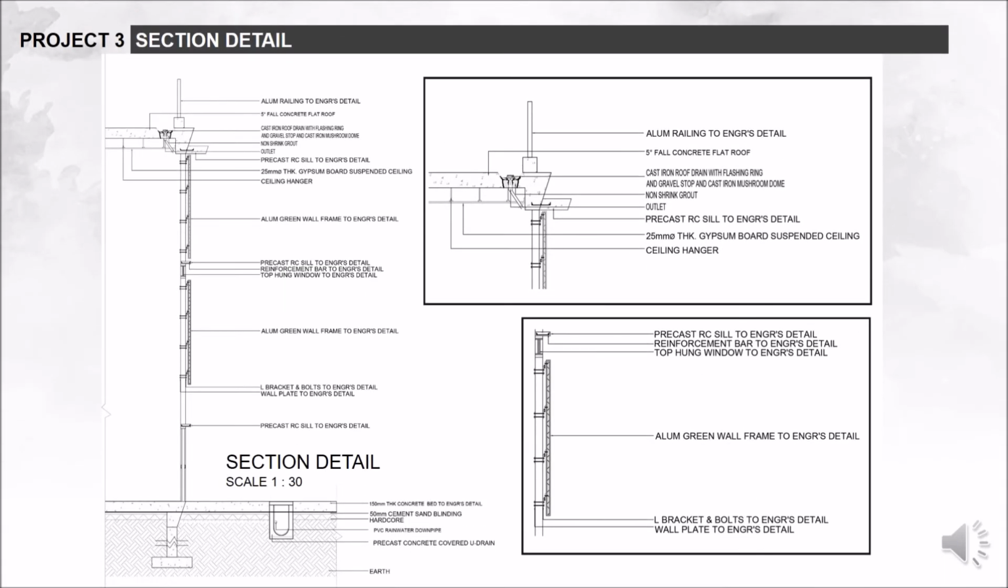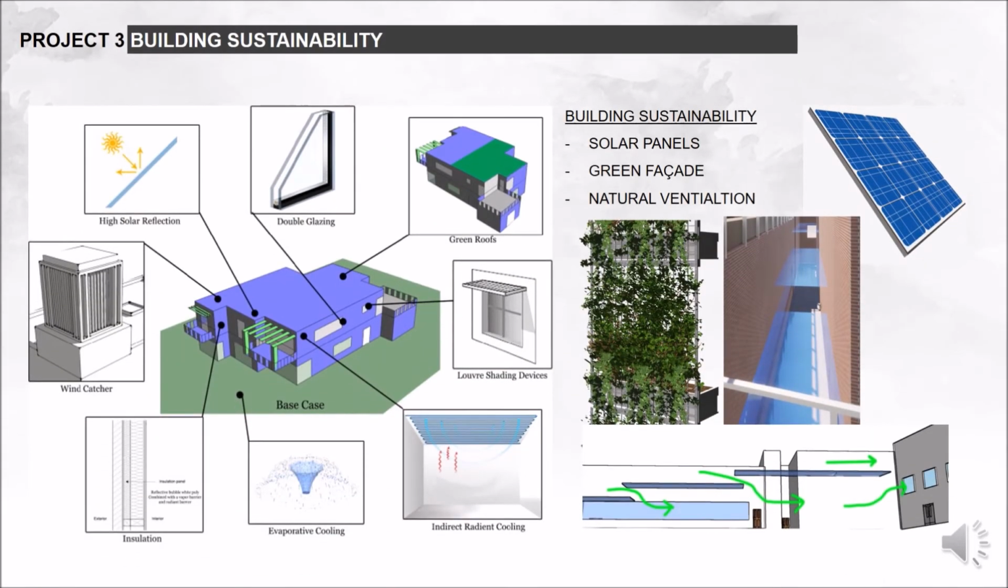Next, the section detail. As you can see, the concrete roof floor, aluminium railings to the aluminium wall frame, which are held by wall plates, L brackets, and bolts on the brick wall. Next, the building sustainability. Solar panels will be mounted on the roof of the Airbnbs to power the pump and filter in the lake to prevent the water from algae growth, and a green facade to provide a cooling effect to the building, and natural ventilation as you can see in the diagram below.